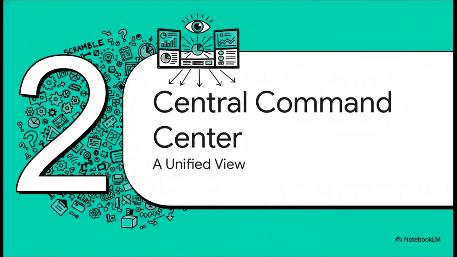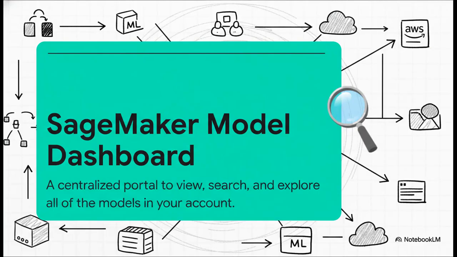But what if you could swap that chaotic scramble for a single central command center? Let's flip the script from the problem to the solution and see how we can get that unified view we're all looking for. And this is where the Amazon SageMaker Model Dashboard steps in. It's exactly what it sounds like, a centralized portal designed to be the one-stop shop, the single source of truth for every single machine learning model you have in your AWS account. Seriously, no more hunting around.